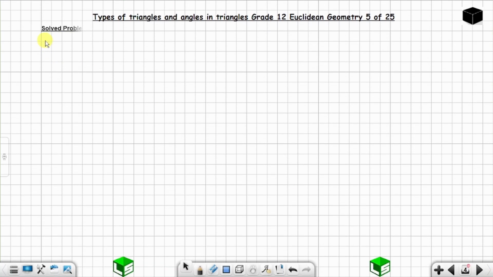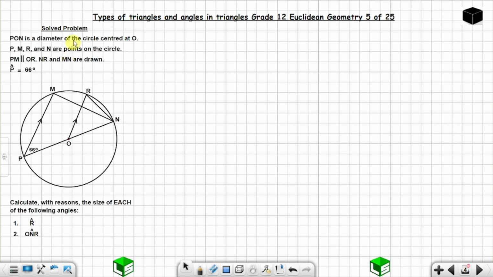Okay, now let's practice what we have seen so far. You are given this question. You can pause the video and read the question. Calculate with reasons the size of each of the following angles. Angle R, and ONR, this entire angle. So let's start with question 1.